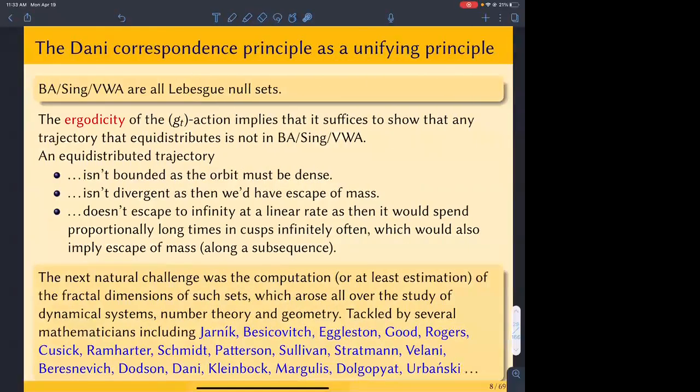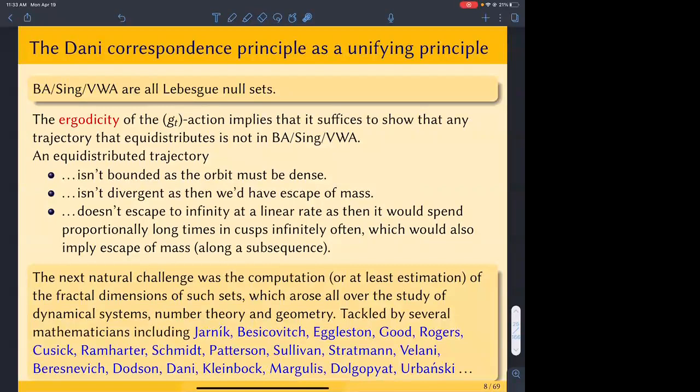So beyond showing that these sets are null sets, the next natural question is, okay, but these sets are large. How do we quantify their size?